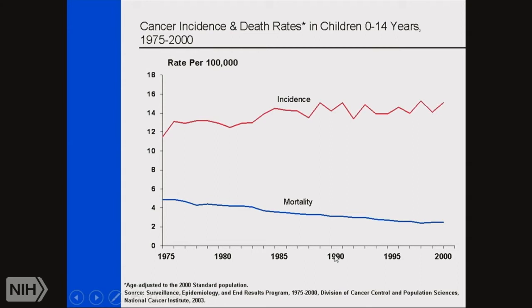There's incidence and mortality data. And many times when you see a big difference between incidence and mortality, one of the things it tells you is that there's an effective treatment. And in fact, there is effective treatment for many kinds of pediatric malignancy, as you well know.